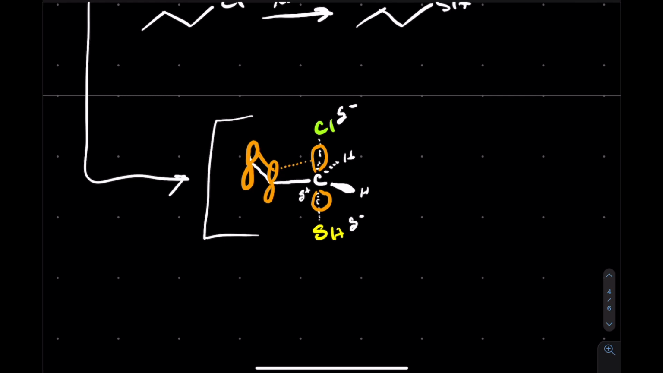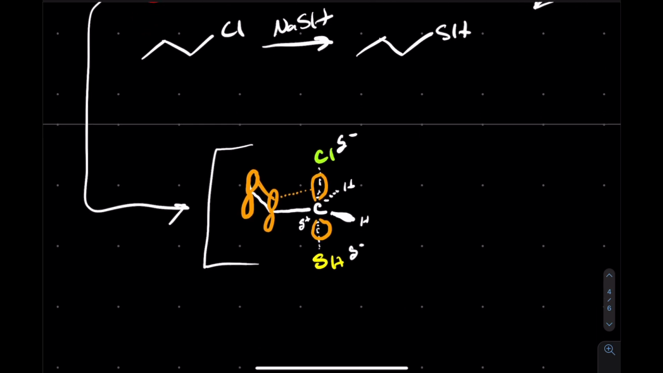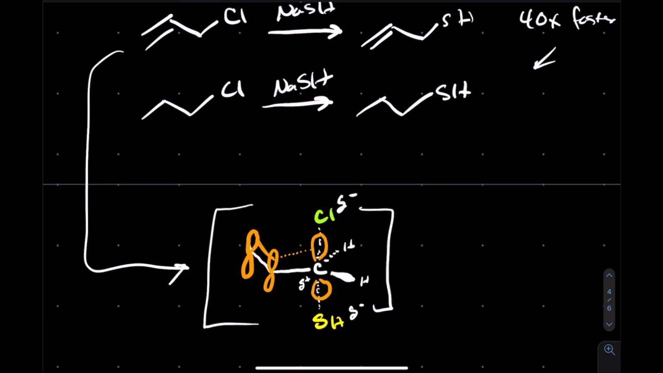All right. So even though you appear to be dumping electron density from a more electron-rich pi system, it's actually stabilizing this transition state. And according to transition state theory, anything that stabilizes the transition state should make the reaction go faster, which is why that is 40 times faster than your typical SN2 reaction.